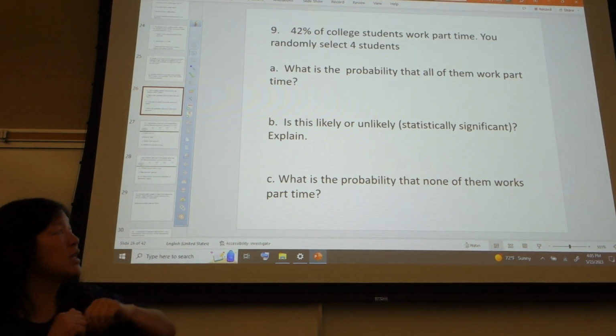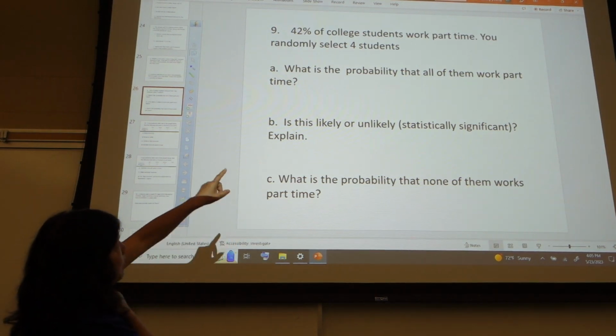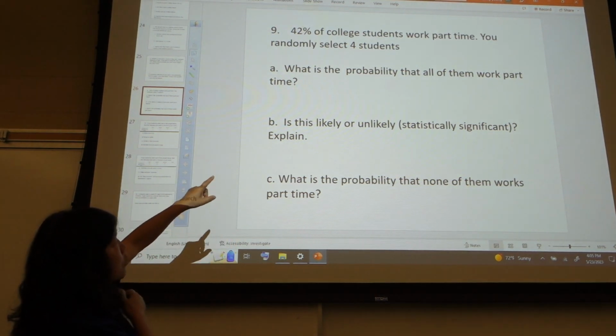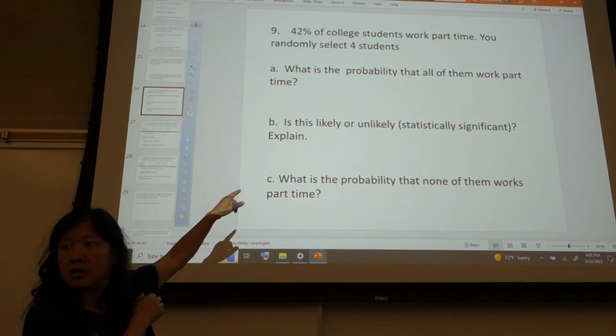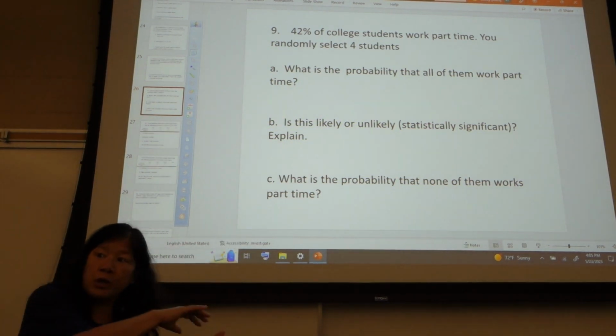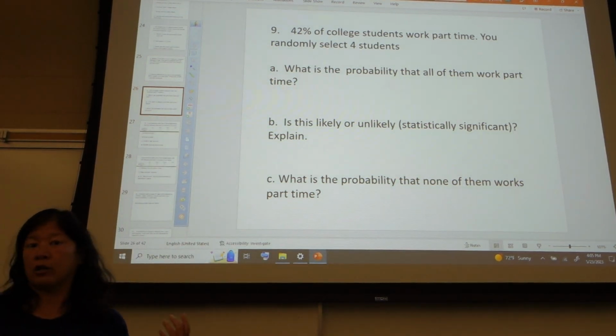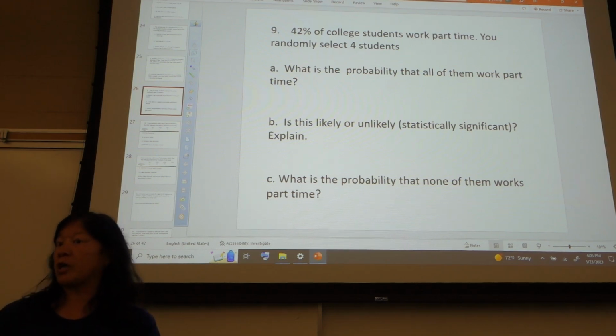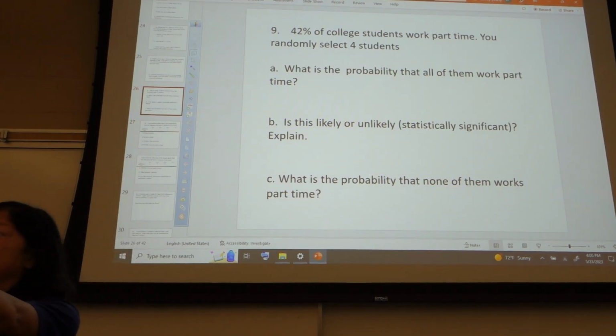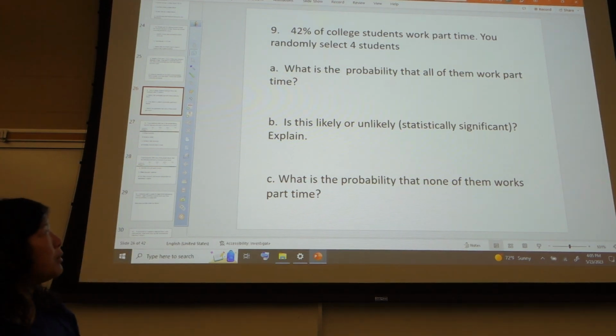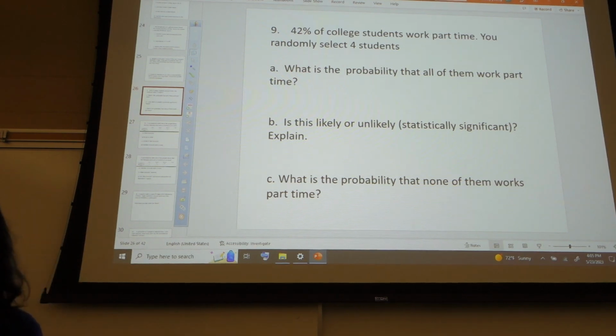The reason for this one is it doesn't say the probability of exactly 1 saying yes or exactly 2 or 3 saying yes. It's either all or none. So all or none are a little bit easier. We can just use regular probability for that. There's 4 students. What's the probability that you all work part-time?